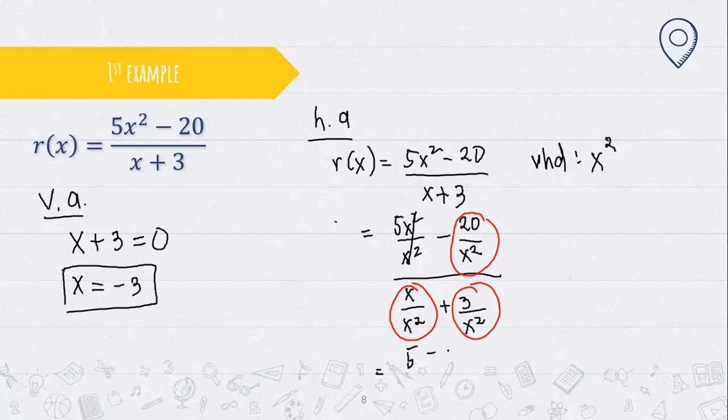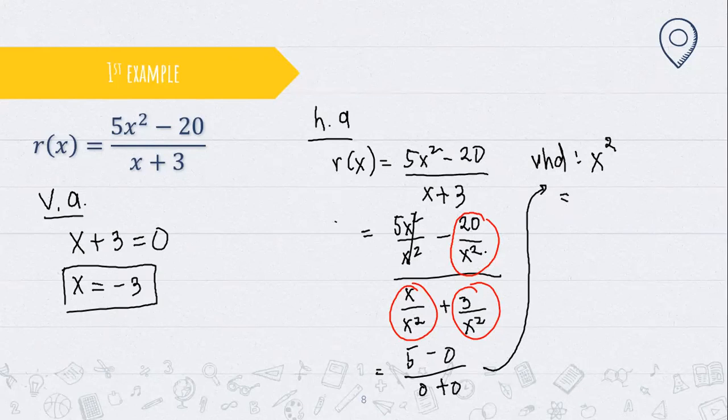So 5 minus 0 over 0 plus 0. Why did it become 0, sir? Because it cannot be cancelled. That's the way. This is from limits, class. This is calculus. Anyway, remember this: if the variable with the highest degree cannot be cancelled, it just becomes 0. 5. Okay, got it?